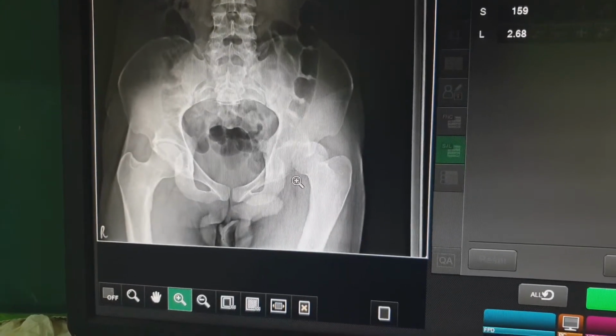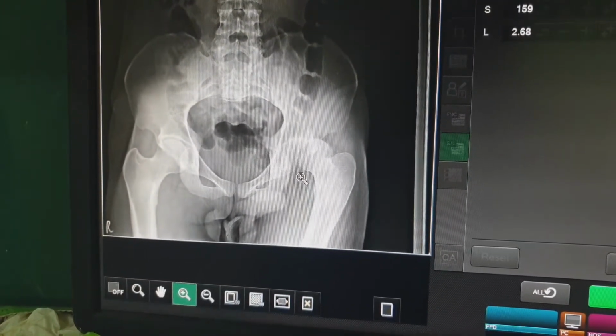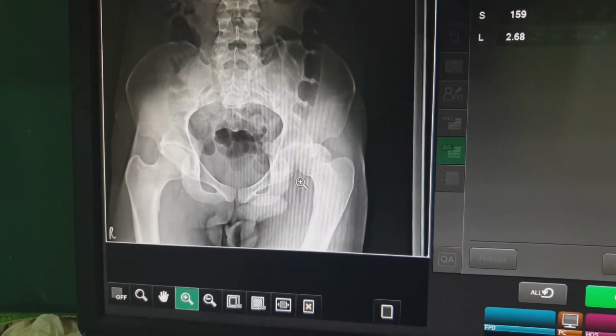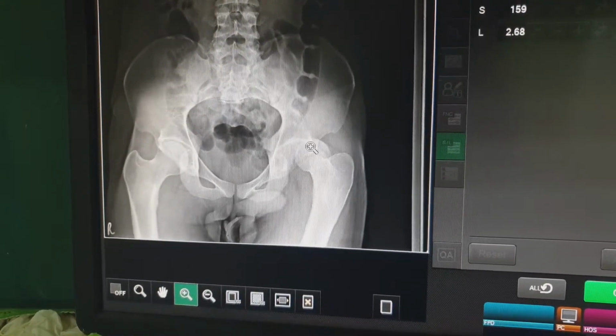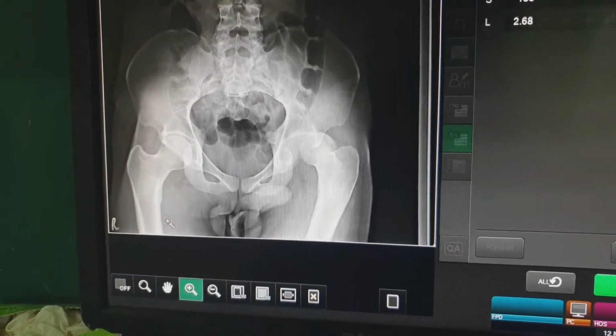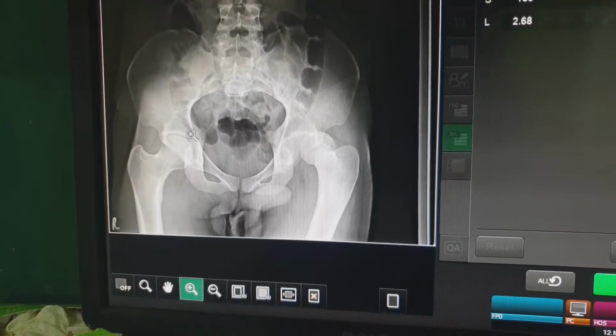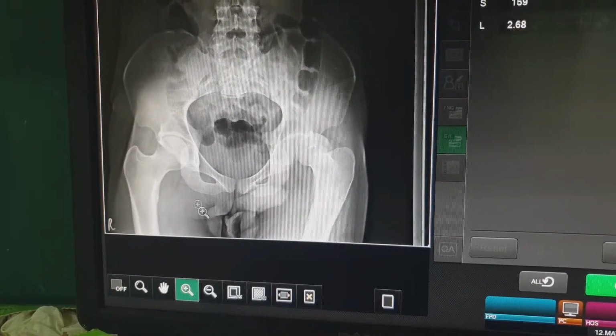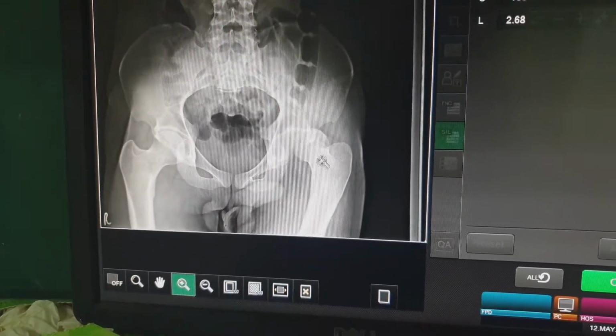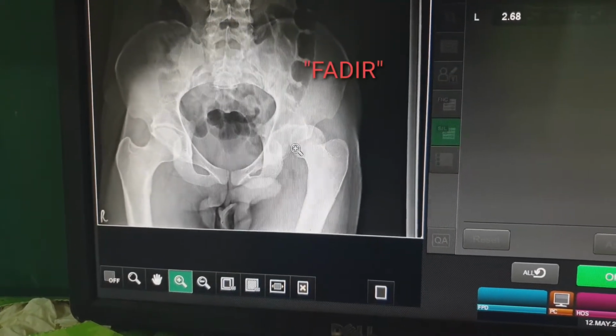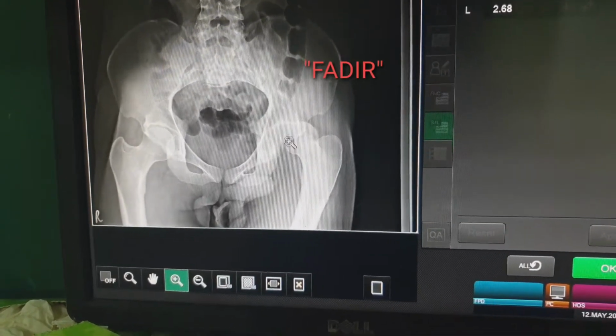Today we are going to reduce a posterior hip dislocation. This is an X-ray of a patient whose left hip has gone posteriorly. The right hip is aligned with the socket. On the left side we can see that the head is looking smaller, so it means that it is posterior to the plane of the pelvis.